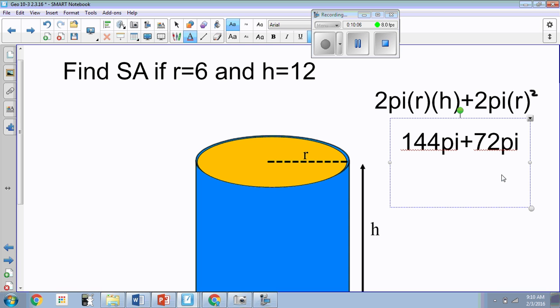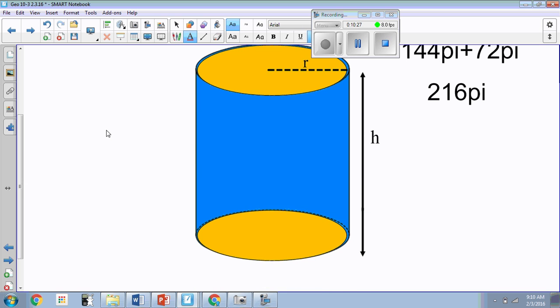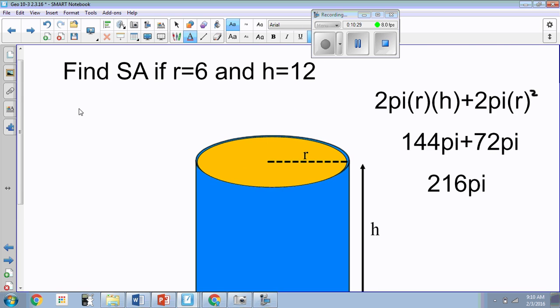And so to finish this thing off, I just have to add 144 and 72. I'm just combining like terms here. So let's see, 144 plus 70 would be 214, so this must be 216π. I'm making all my answers in terms of pi here. If you want to convert them into decimals, or if an answer ever calls for you rounding it to a whole number, just put it in your calculator.